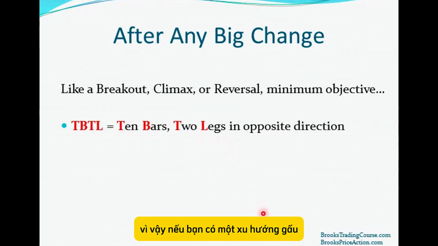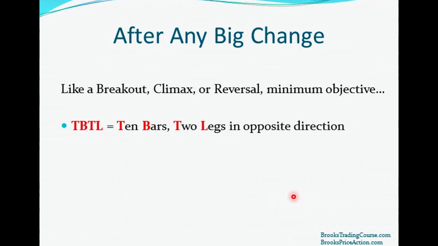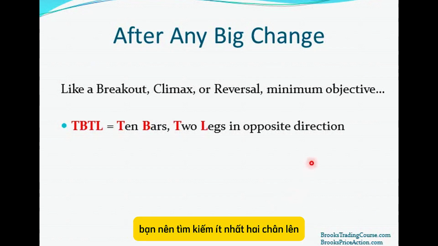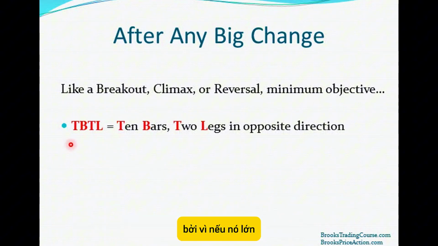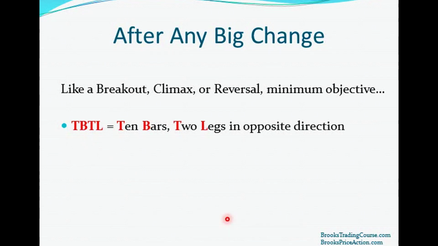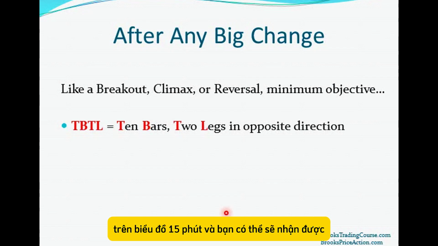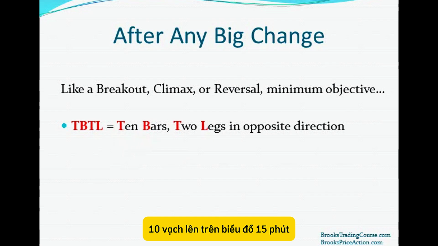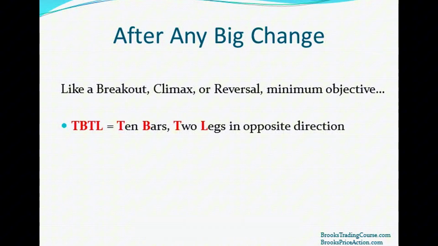So if you have a bear trend and then a major trend reversal bottom, you should look for at least 2 legs up and at least 10 bars. If the major trend reversal pattern is much bigger than a typical pattern, you'll probably get much more than 10 bars up, because if it's a big pattern expanding or covering 30, 40, 50 bars, it's probably a major trend reversal on the 15-minute chart, and you'll probably get 10 bars up on the 15-minute chart, which would be 30 bars up on the 5-minute chart.